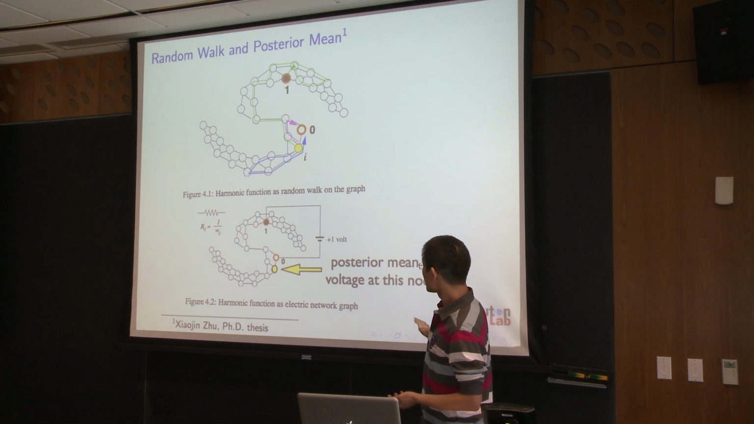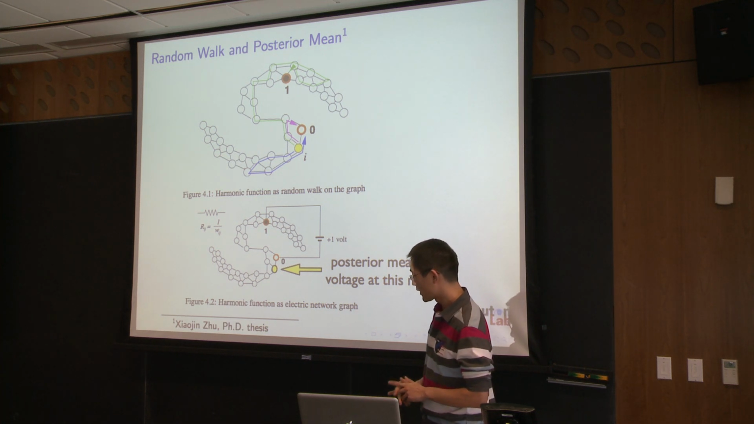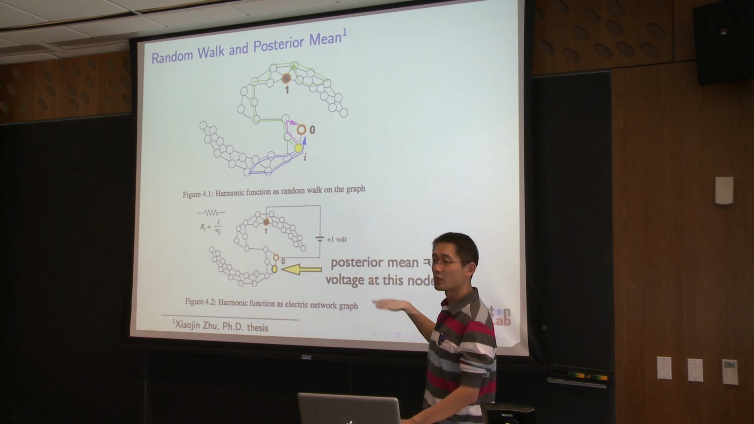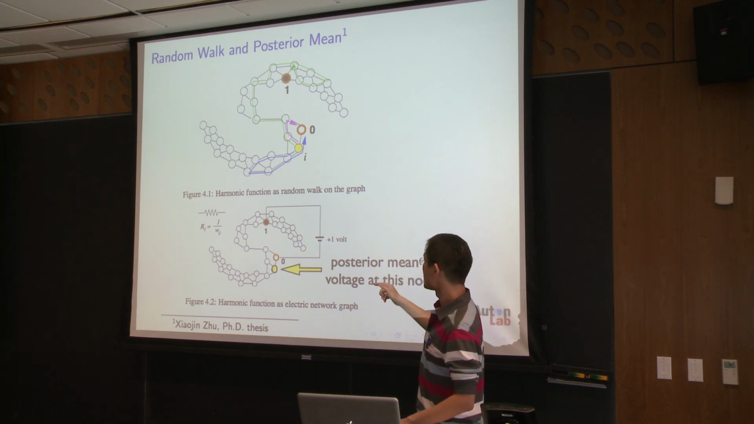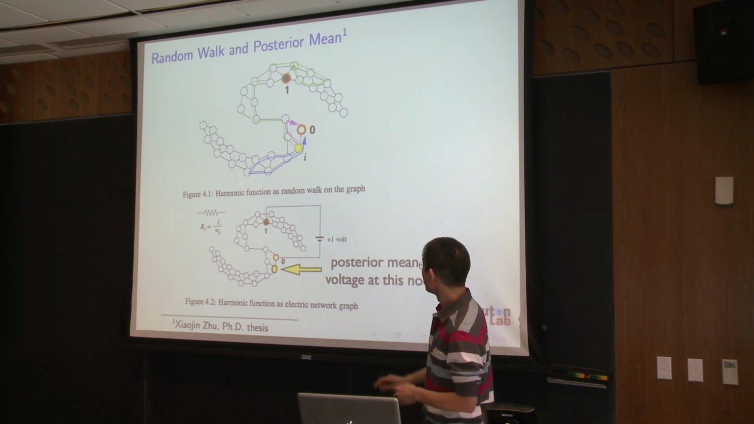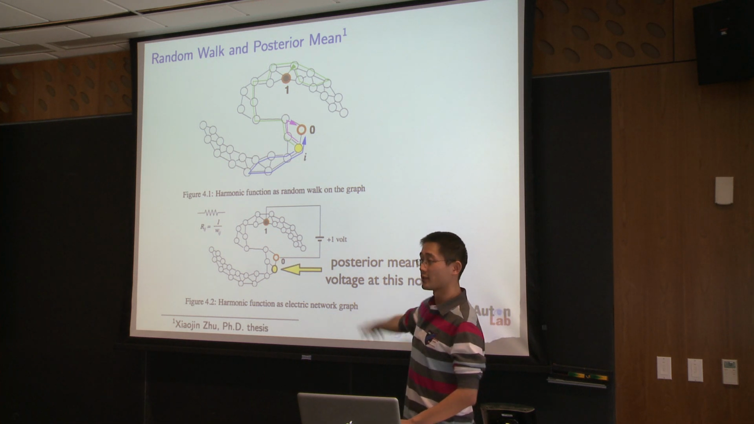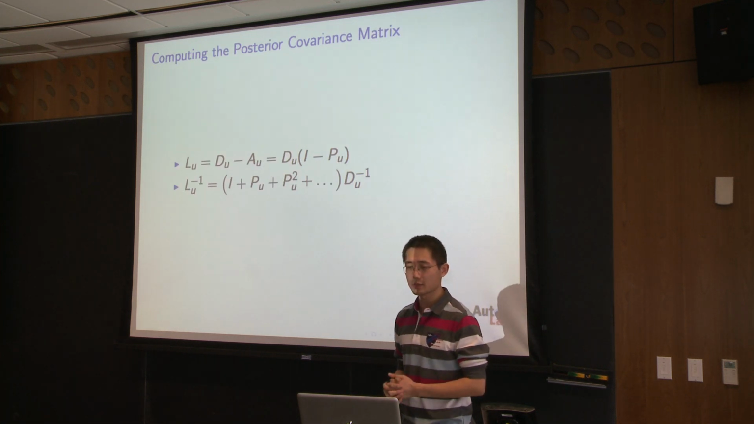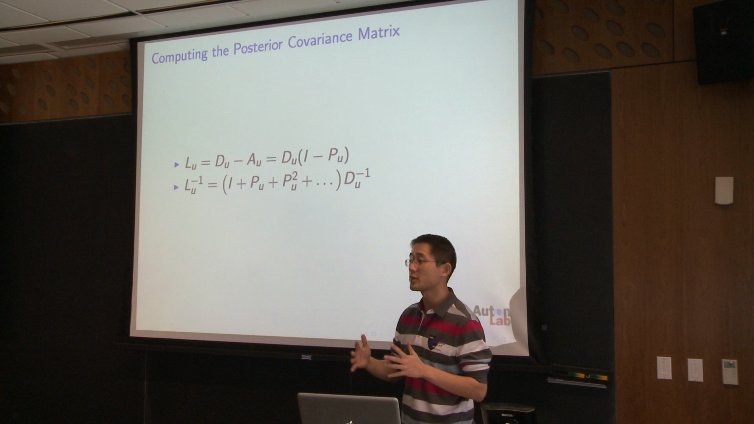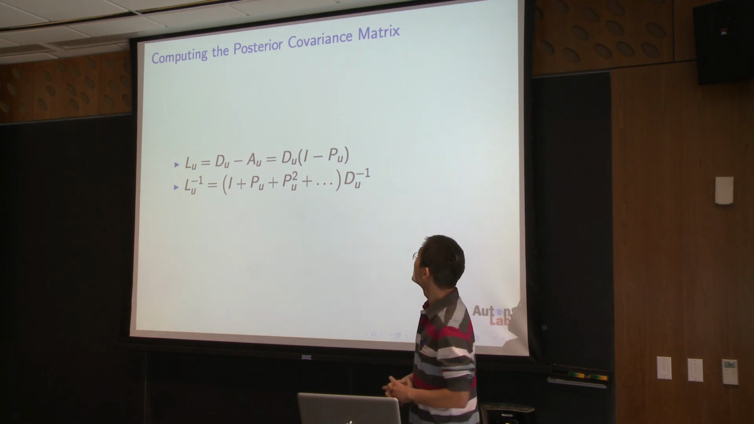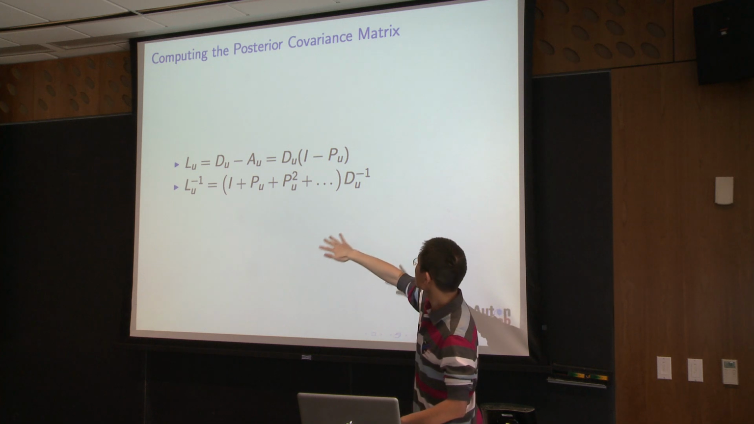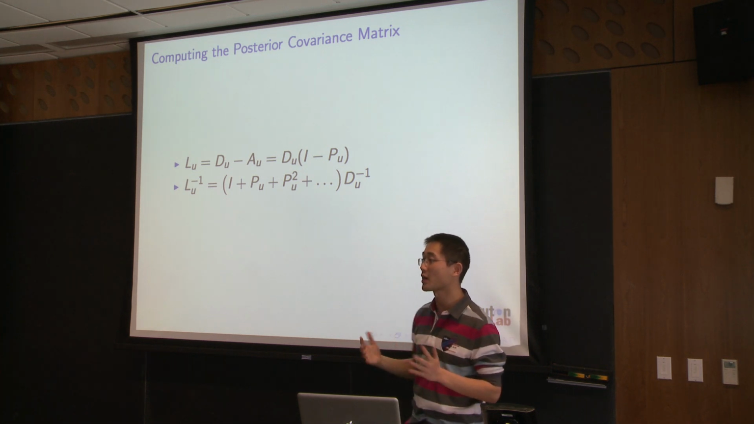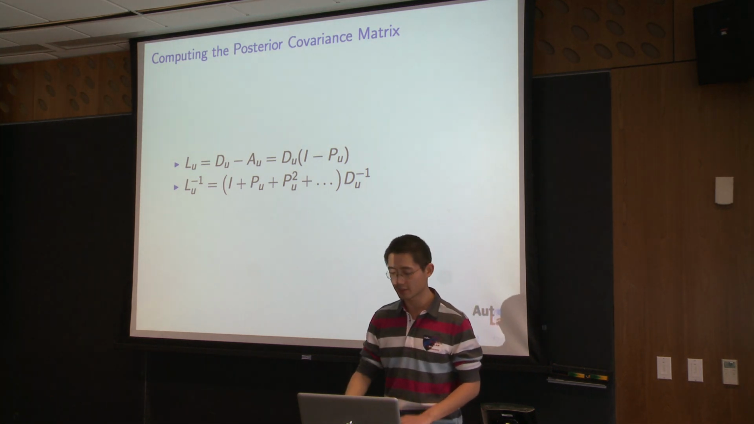And it can also be interpreted in the resistor network. If you supply 1 volt to the labeled nodes with label 1, you supply 0 volt to the nodes with label 0, then your posterior mean is the voltage at this node. Also, we can compute the posterior covariance matrix. Here I'm using the Gaussian approximation to the posterior. Basically, you can take this into multiple steps, and you can do a fast approximation for the posterior covariance matrix.